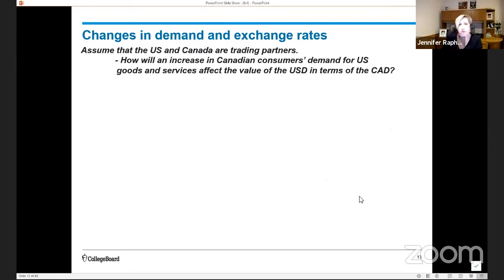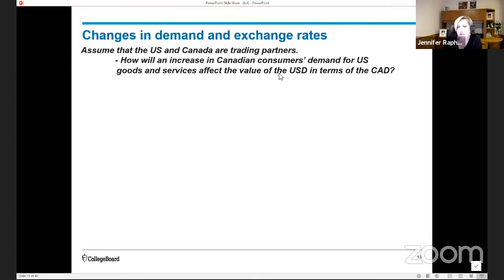So I've come up with a few examples because I just want to show you how to show changes in demand on exchange rates and changes in supply and exchange rates. So I came up with just a couple of examples. Assume that the US and Canada are trading partners. How will an increase in Canadian consumers' demand for US goods and services affect the value of the US dollar in terms of the Canadian dollar, or CAD?